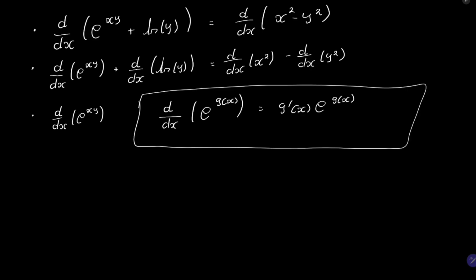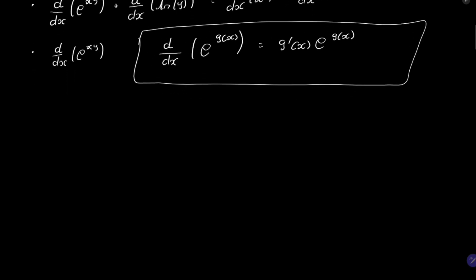So first of all, in this case, what is our g? Let's first of all identify our g. So we are going to let g of xy, not just g of x, because in this case g is a function in terms of x and y. So let g of xy be the function x times y. So we then need to calculate g prime of x.